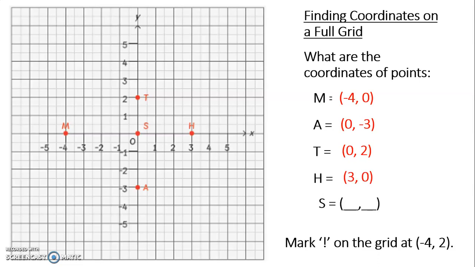What about S? Are we going along the corridor? No, it's on the 0 line. Are we going up or down the stairs? No, it's also on the 0 line. That is at grid coordinate 0, 0. Right, let's mark an exclamation mark on at -4, 2. So let's go along the corridor to -4. And then are we going up or down the stairs to 2? We're going up the stairs to 2 and marking it on just about there.